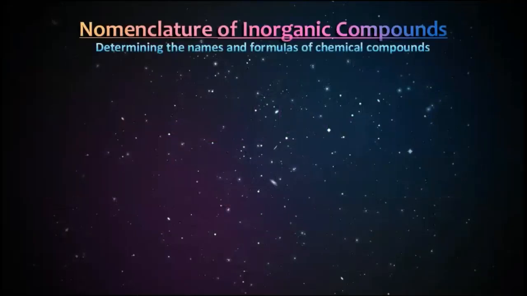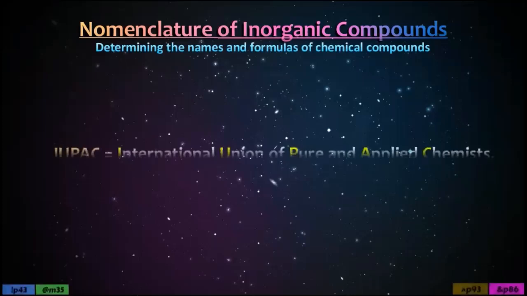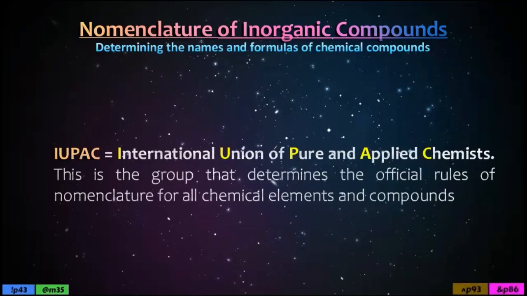When we say nomenclature, it is a system of names or terms, or the rules for forming or determining the names and formulas of chemical compounds. And the people behind this is the IUPAC, which stands for International Union of Pure and Applied Chemistry. This is the group that determines the official rules of nomenclature for all chemical elements and compounds.